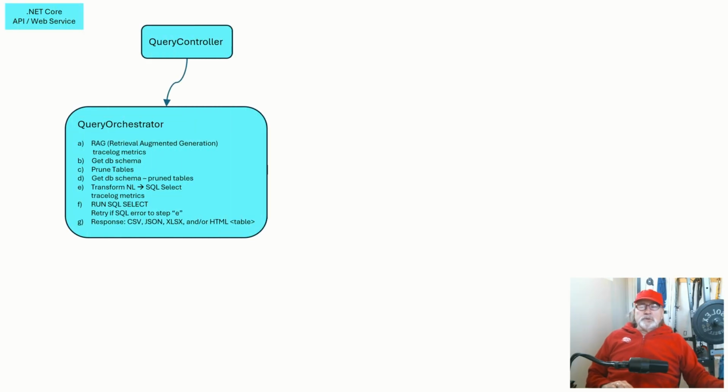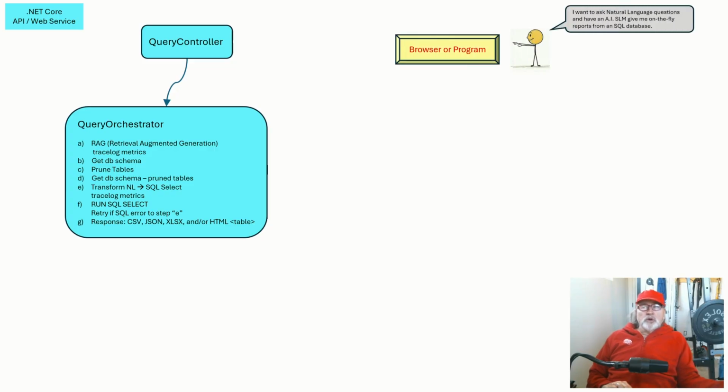Everything in blue in this entire diagram is an API web service. Don't worry about all this text in the query orchestrator. This will be articulated as we go through the walkthrough. So for those of you who don't know, an API web service is essentially the same as a website, but where a website can only be accessed by a browser, an API web service can be accessed by a browser or any program.